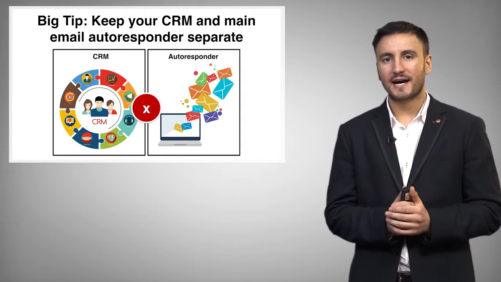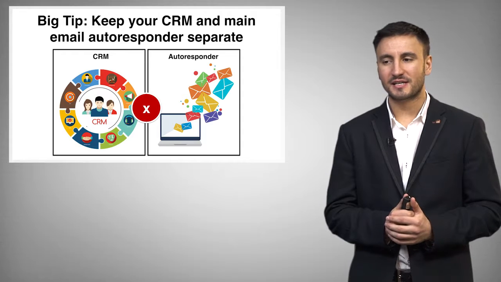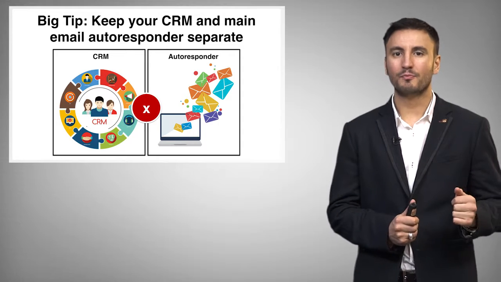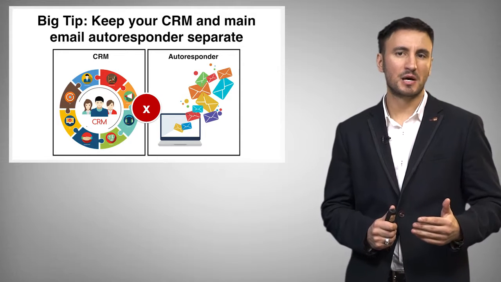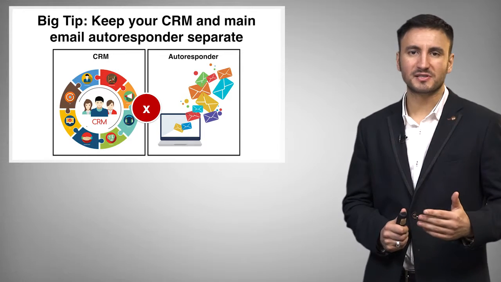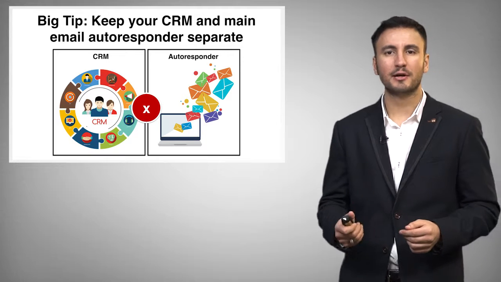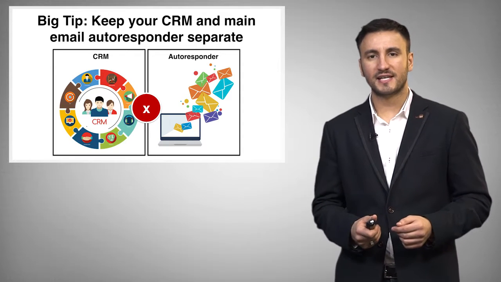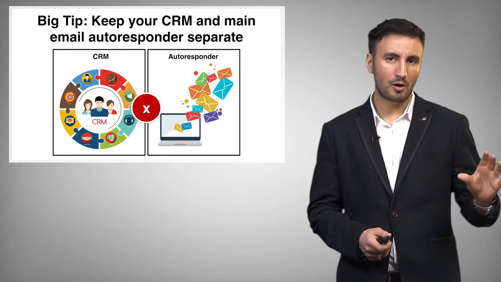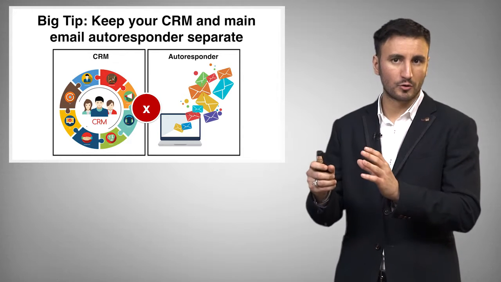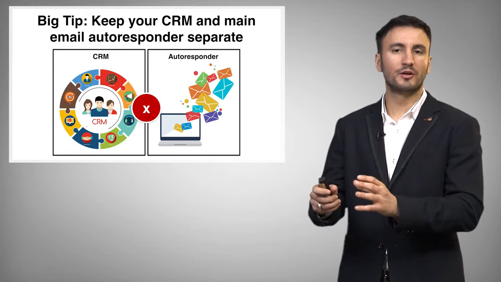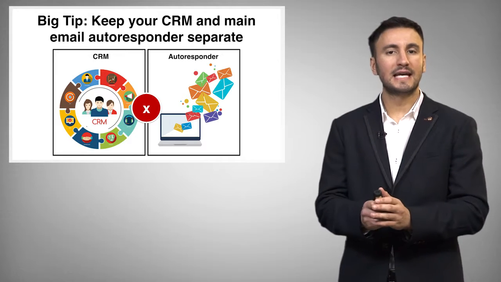When you're starting out, my advice is, yes, you want to keep things simple, but once you get some momentum, once your business is doing, say, more than $20,000 a month and you're starting to scale, really consider keeping your email autoresponder service and your CRM, which is where you have all your order pages and all your marketing automation, separate.